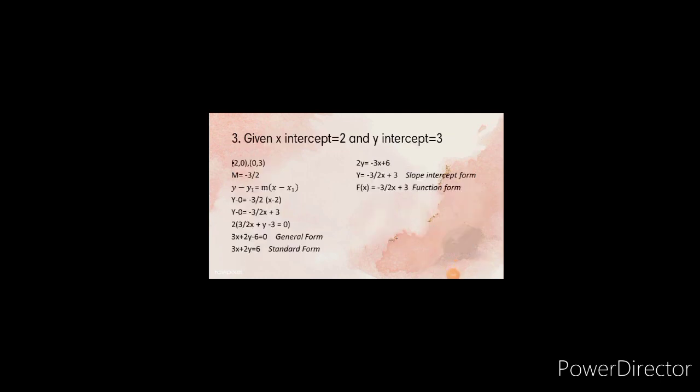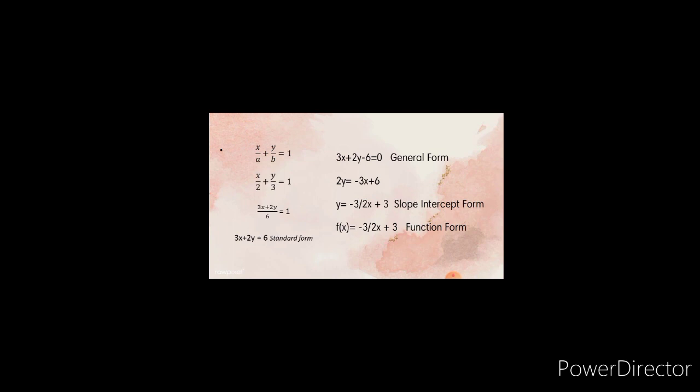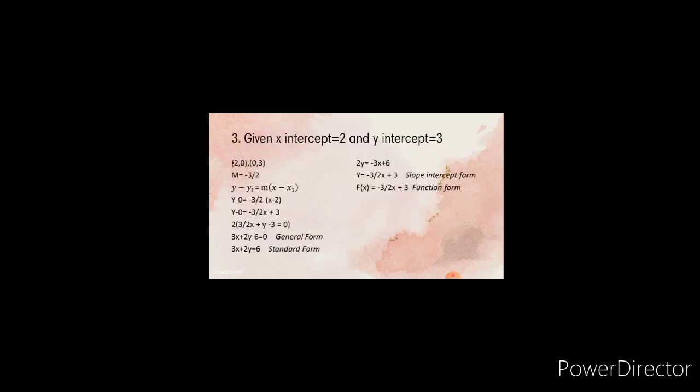Number 3. Given the x-intercept equals 2 and the y-intercept equals 3. There are many ways to identify the equation of this given, but I have two examples only. So first is this way. We will have the points (2, 0) and (0, 3). So the slope m is equal to negative 3 over 2.